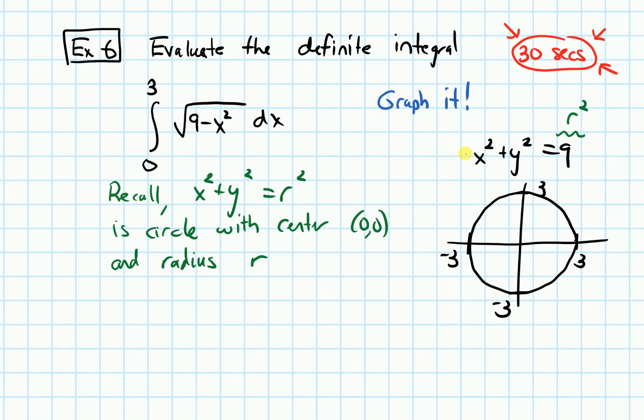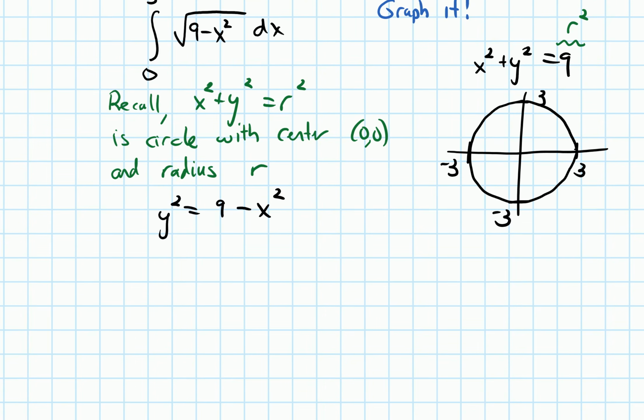Okay, so what I'm going to do now with this circle equation is isolate the y. So we get y squared equals 9 minus x squared. And then to get rid of that squared, I square root both sides. And that gives us y equals square root of 9 minus x squared, but anytime I take an even root of both sides of an equation, I gotta put a plus or minus.